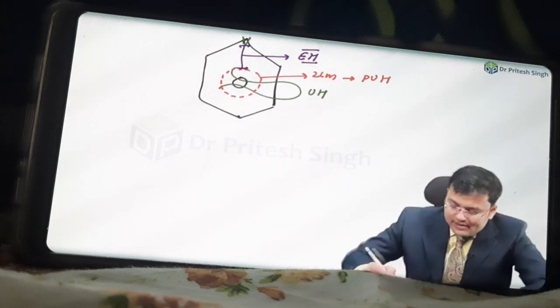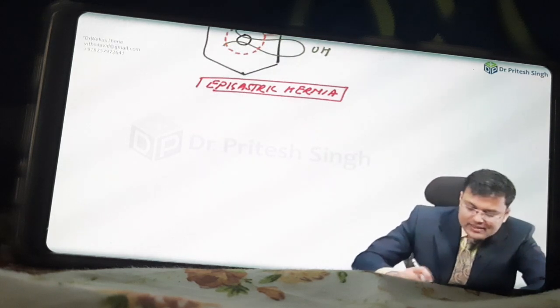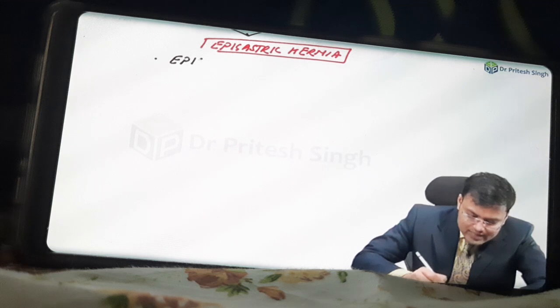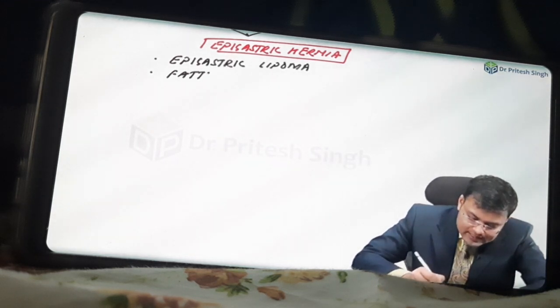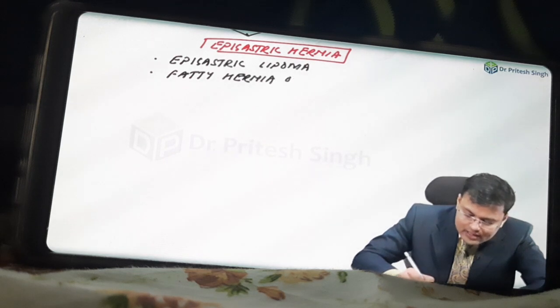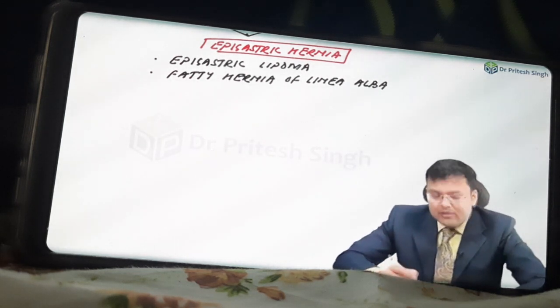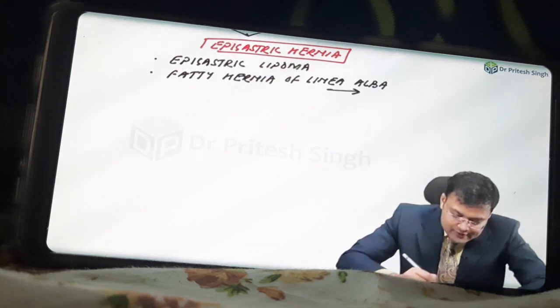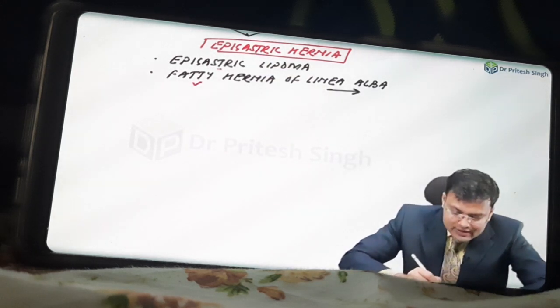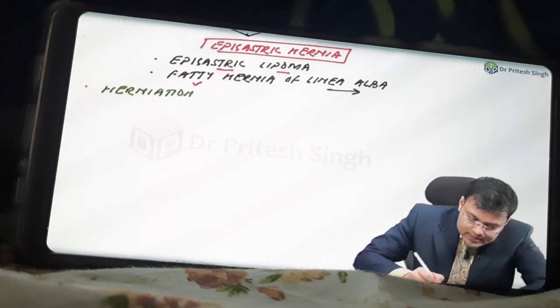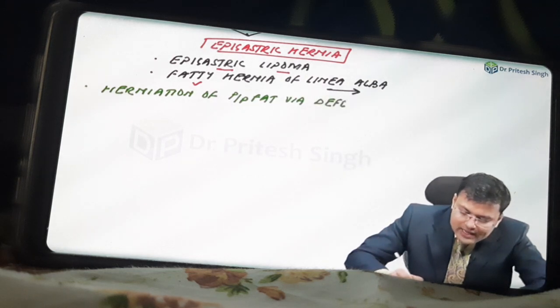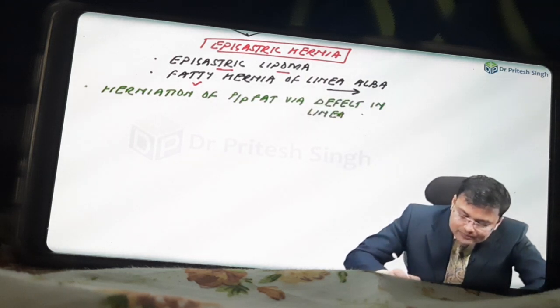One by one, we are going to discuss, first, epigastric hernia. What's the other name? It is also known as epigastric lipoma, and also as fatty hernia of the linea alba. So it's very simple. There is a defect in the linea alba, and there is herniation of what? Fat. Which one? Preperitoneal fat. And that's why it is also known as epigastric lipoma. So it is characterized by herniation of preperitoneal fat via a defect in the linea alba.